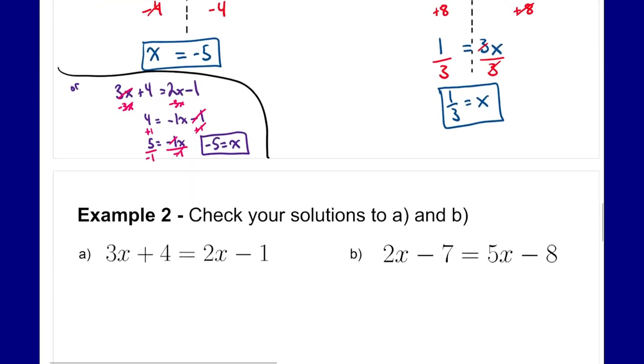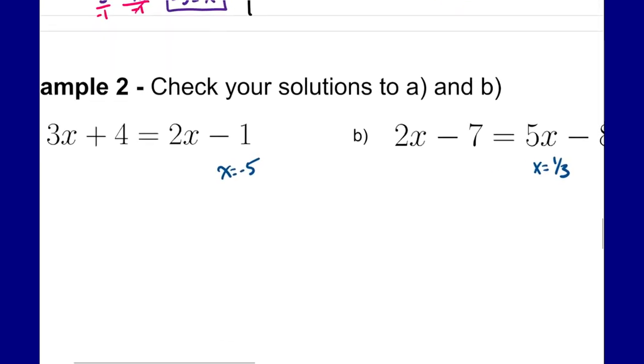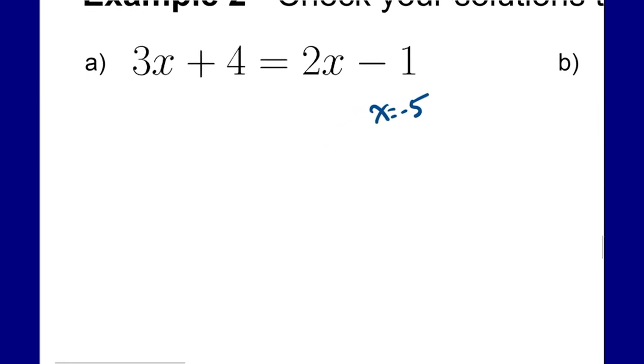So for example 2, let's check our solutions. Let's go through that process again of checking our solutions. As a reminder, we have x is equal to -5 and x is equal to 1/3. I'm going to go through and check each solution. Remember, that is where we plug it in and check the left side equals the right side. I'm going to write them separately. You could write them out as one long equation, but sometimes it's easier to do left side and right side separately. So 3x plus 4 and 2x minus 1.